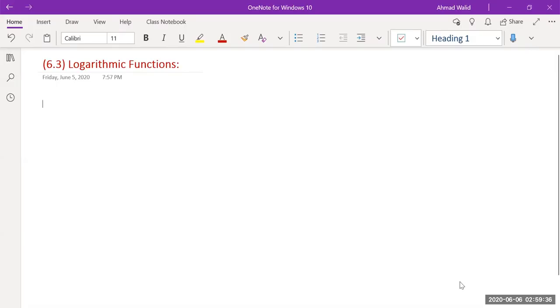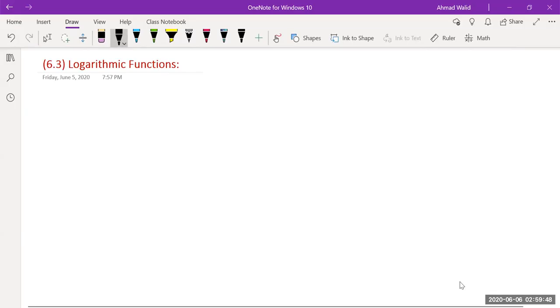6.3 Logarithmic functions. Let's first review the definition of logarithmic functions. What is a logarithmic function? I will write a short definition for logarithmic functions, correct?